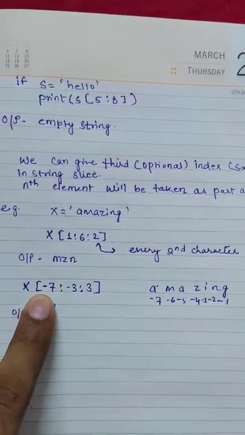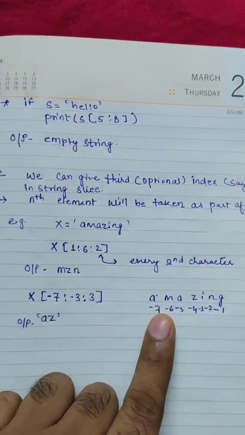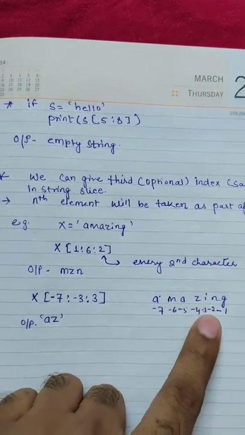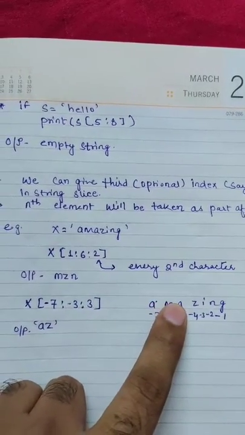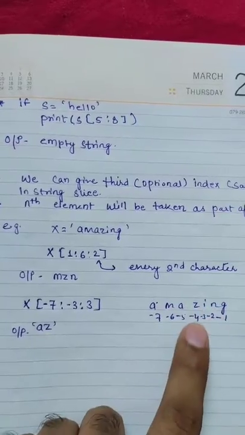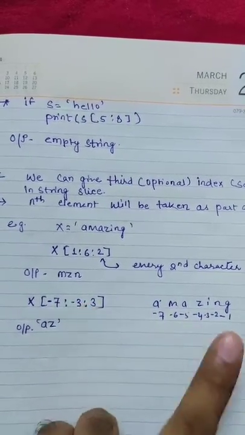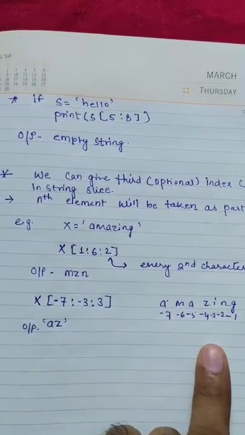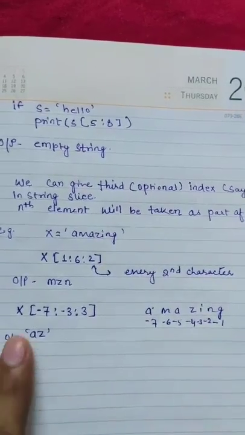Another example, -7:-3:3. -7 is A, -3 is I, and the third character, 1 2 3, Z, then 1 2 3, it is beyond the limit. -3 is the last, so beyond the last value, under the last value it will print, so A and Z.